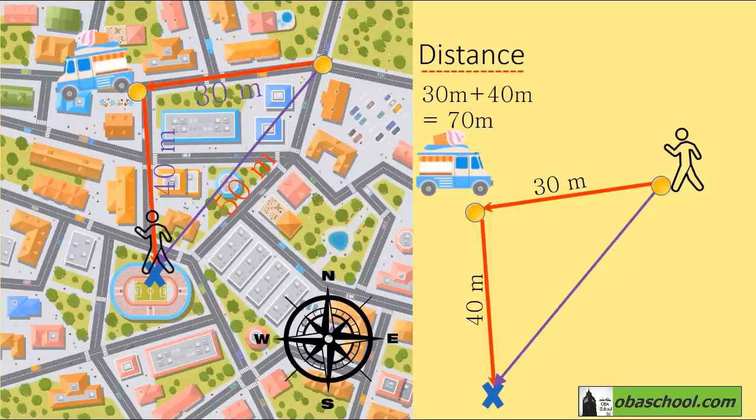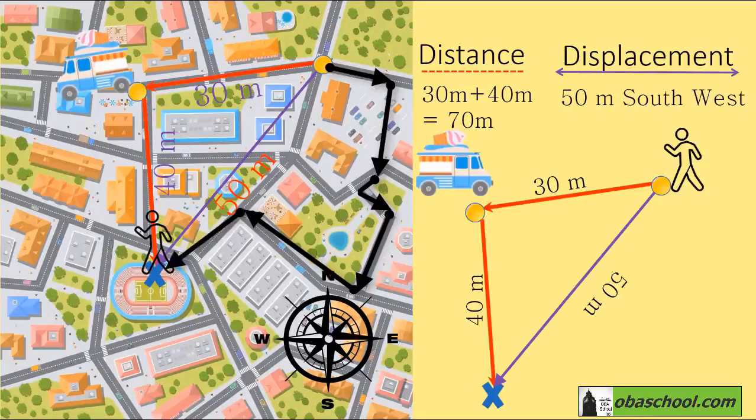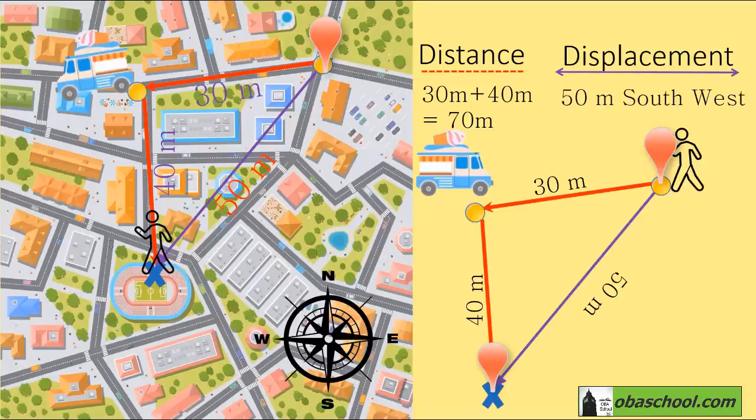But my displacement, on the other hand, would remain the same, 50 meters to the southwest, because displacement only calculates the difference between the starting point and the end point, even if I went all the way around the town. In that case, the distance crossed might be 100 meters, or 1,000 meters, or maybe 5 kilometers. And my displacement would remain the same as long as I start from the same point and end up at the same point as well.